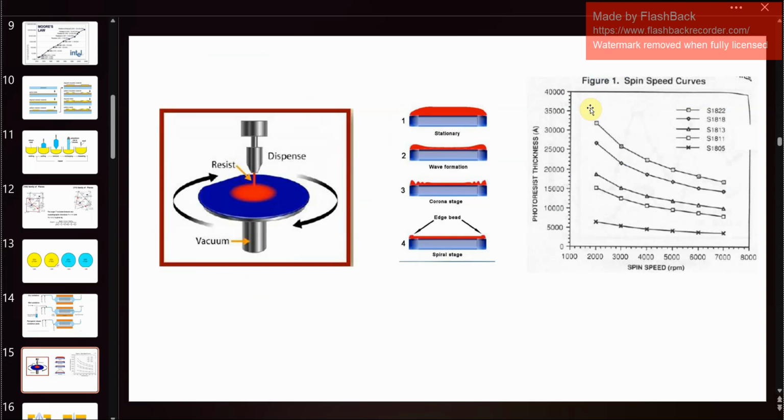Then after that there is photolithography. This is a spin coating process. The wafer is placed on a rotating chuck, and the photoresist is deposited on it. Depending on parameters such as the rotation speed and the resist viscosity, the resist layer thickness will change.